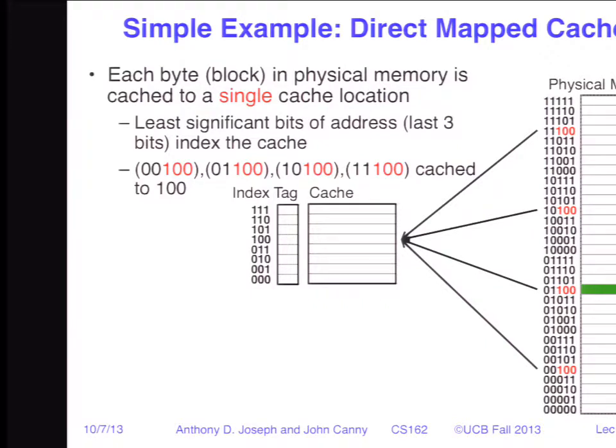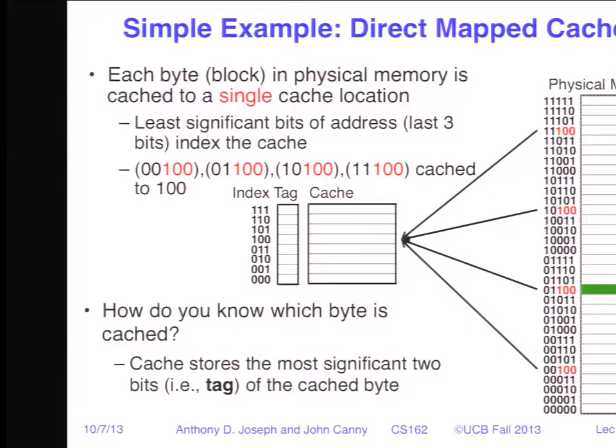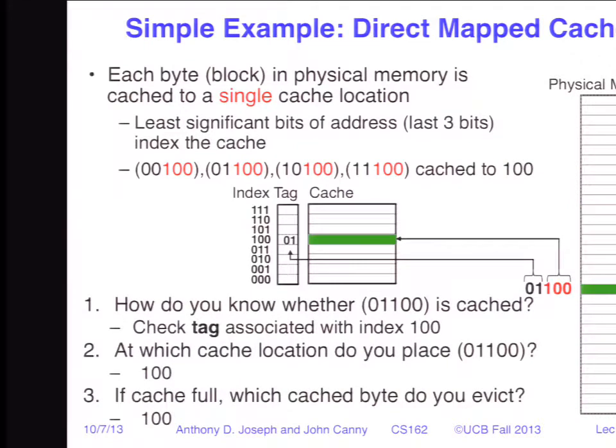Now, how do we know which one of those is cached? That's the role of the tag. The tag is going to be 2 bits that tells us the item is the one we're looking for. So 0, 1, 100 is our address, and the upper most significant 2 bits become our tag. Okay?